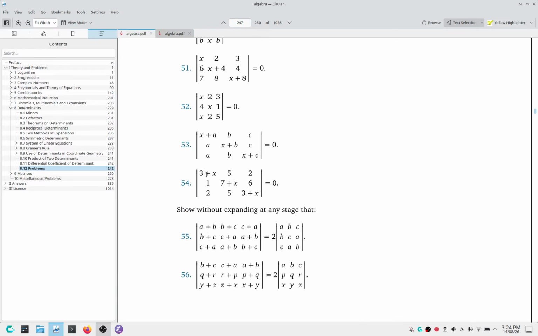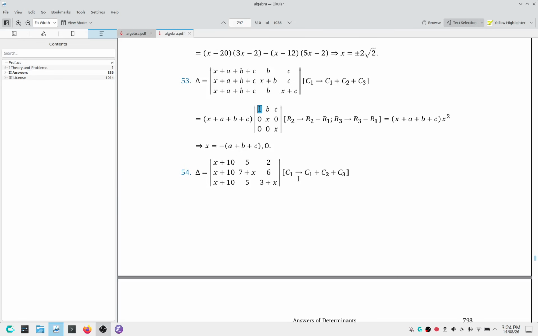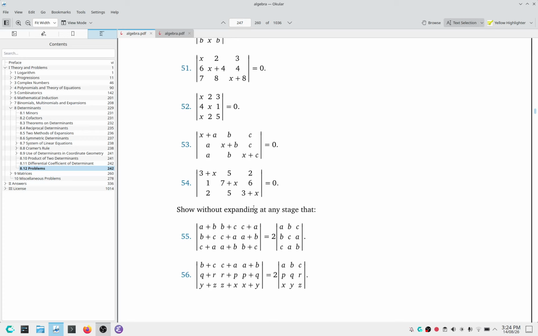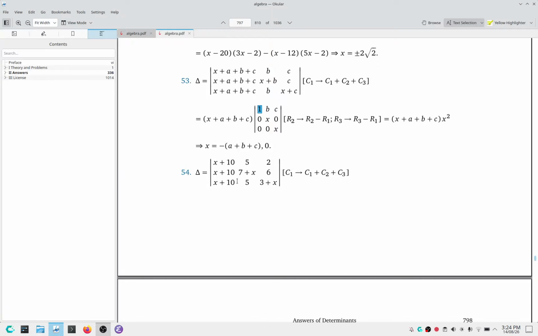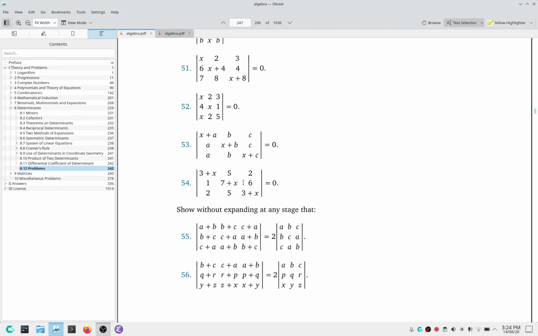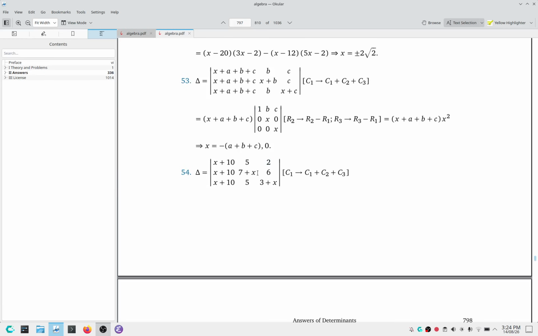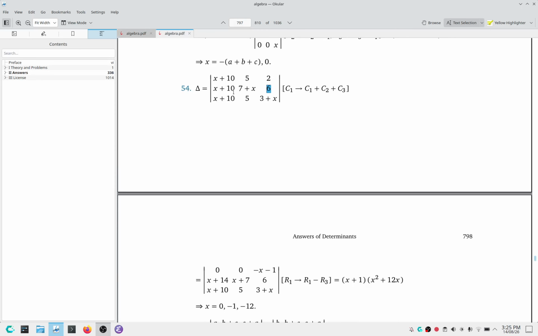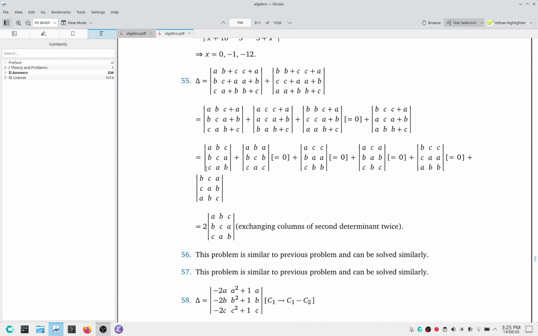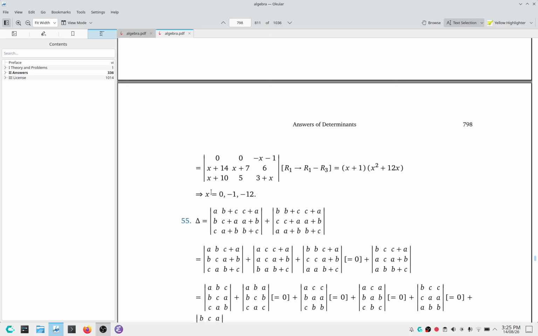Question 54 is |3+x 5 2; 1 7+x 6; 2 5 3+x| equal to 0. So we do column 1 is equal to column 1 plus column 2 plus column 3. Okay. So there is something wrong here. There's something wrong in the question, because if we add this, then 6 plus 7, 13 plus 1, 14 will be here. This will be x plus 10, this will be x plus 10. So we will skip this question. There is some typing mistake here, and it won't be x plus 10. Okay, we will skip this question. I will see what is the correct question, and then we will see about it.